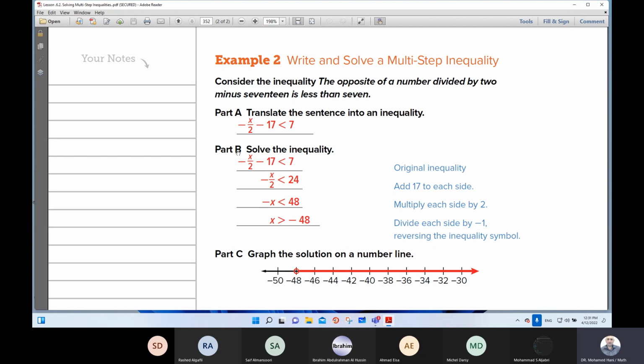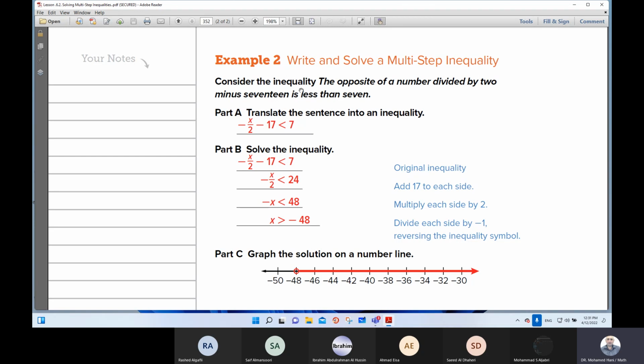Write and solve a multi-step inequality. Consider the inequality: the opposite of a number divided by 2 minus 17 is less than 7. Right. Here we first want to write the inequality, so translate the sentence into an inequality.